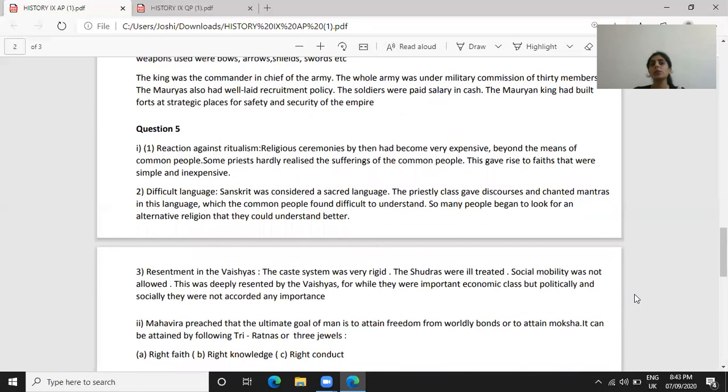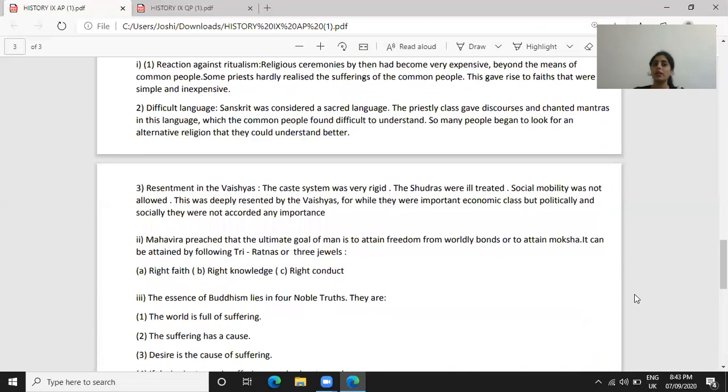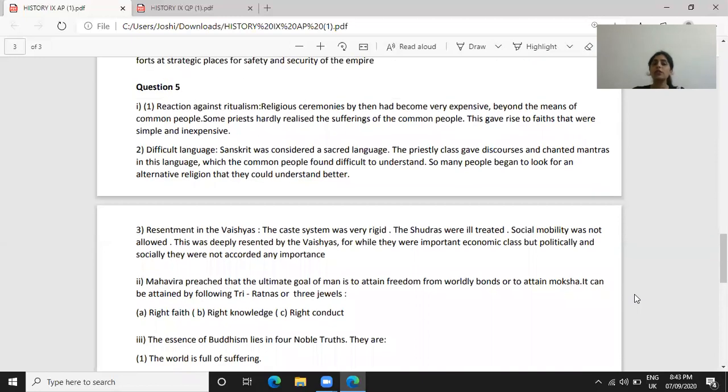Now going to question number 5, which is again based on history. So let's start with the first answer, that is reaction against ritualism. The causes for the rise of Jainism and Buddhism. And that's the first point. Religious ceremonies by then had become very expensive, beyond the means of common people. Some priests hardly realized the sufferings of the common people. This gave rise to faiths that were simple and inexpensive.